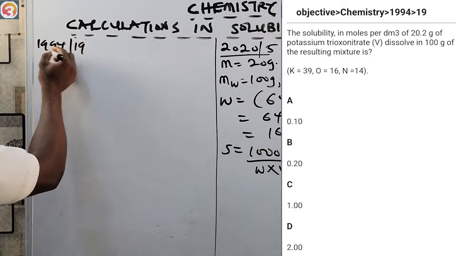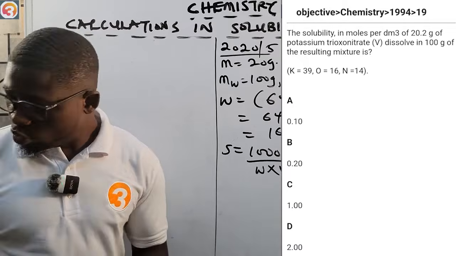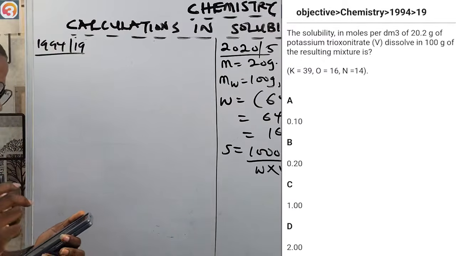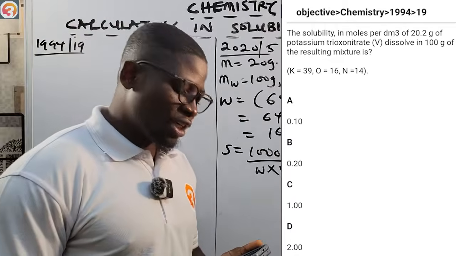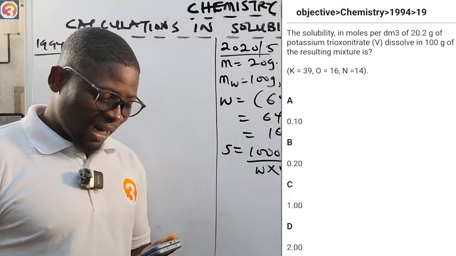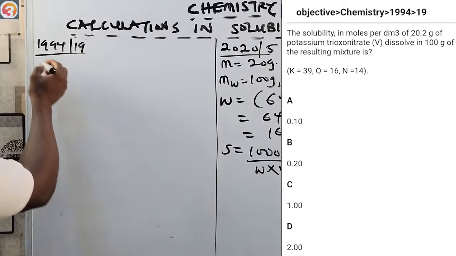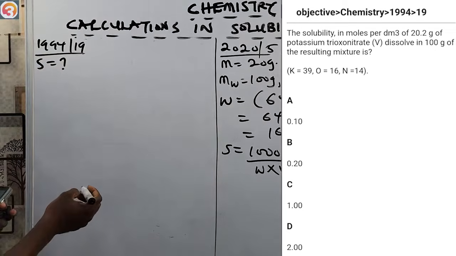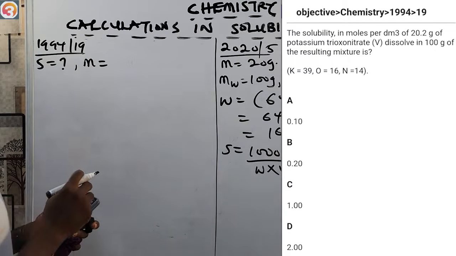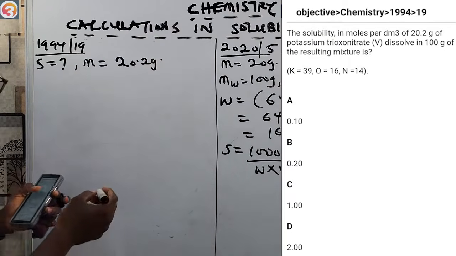1994 number 19. So we're given the solubility in moles per dm cube of 20.2 gram of potassium trioxonitrate(V) dissolved in 100 gram of the resulting mixture. We're looking for solubility, which is not known. We're given mass. Mass of what? Of the solute, which is 20.2 gram.